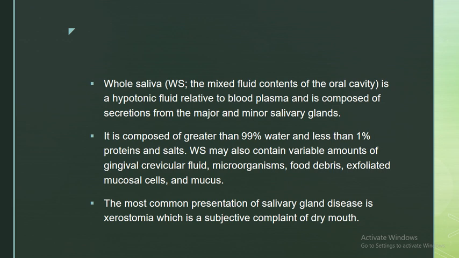Now you know there are a few descriptions like whole saliva. The mixed fluid content of the oral cavity is a hypotonic fluid relative to blood plasma and is composed of secretions from the major and the minor salivary glands. It is composed of more than 99% water, less than 1% proteins and salts. It may also contain variable amounts of gingival crevicular fluid, microorganisms, food debris, exfoliated mucosal cells, and mucus.